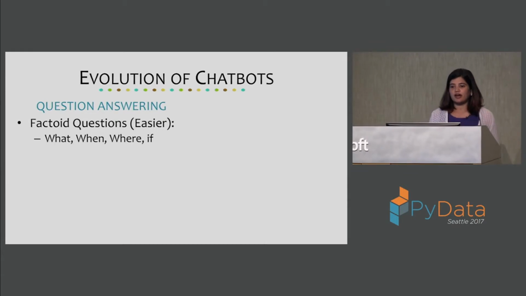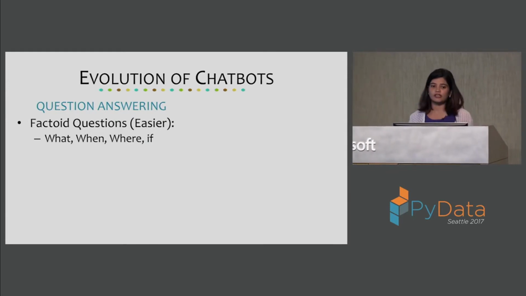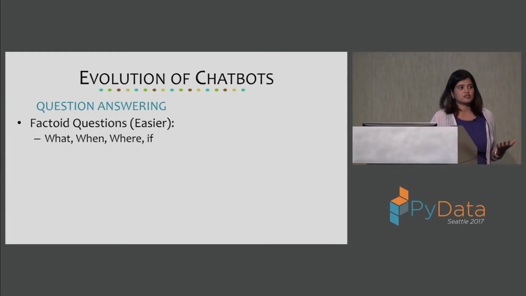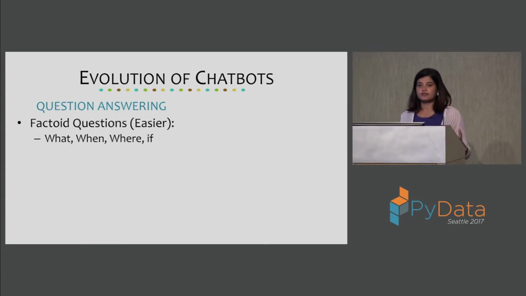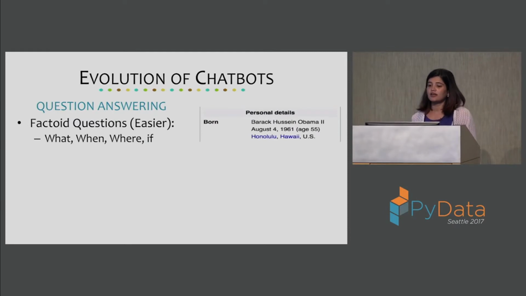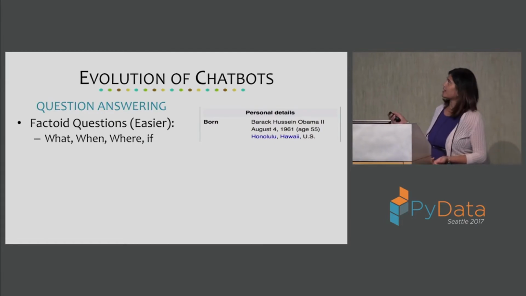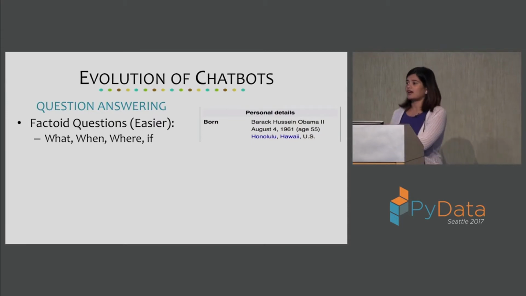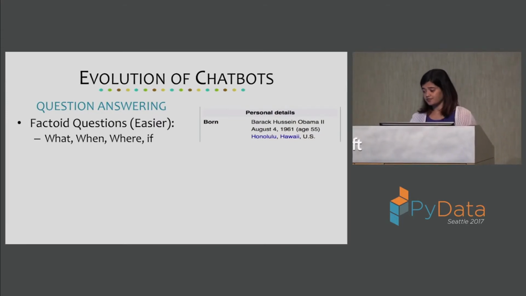The other piece about how chatbots came about is through question answering. There are these easier type of questions like factoid questions, which are based on facts, which means questions like what, when, where, if, where the answers are objective. And these answers can be retrieved or extracted from things like Wikipedia pages, where if you ask a question, well, where was Barack Obama born? You have this answer nicely placed in a table on the Wikipedia page of Barack Obama.